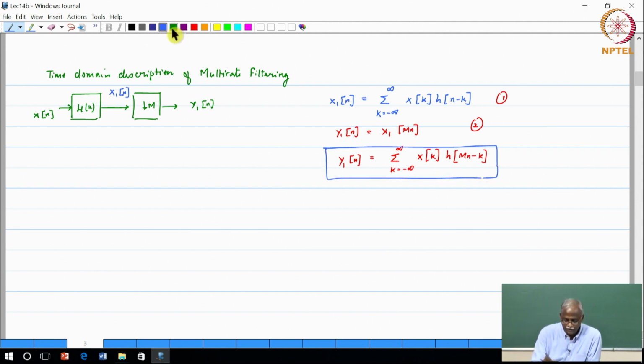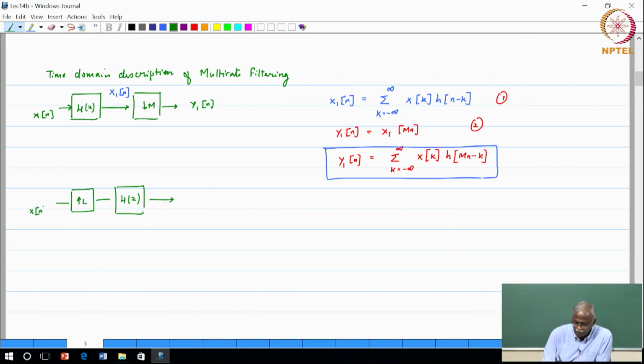Okay. The second operation is when I have the upsampling by a factor of L, followed by the interpolation filter H(z). If you call this x of n, this y2 of n, and the intermediate signal x2 of n, you need to be a little bit careful with the interpolation, but it turns out that there is a very simple way of writing the expression for this as well.